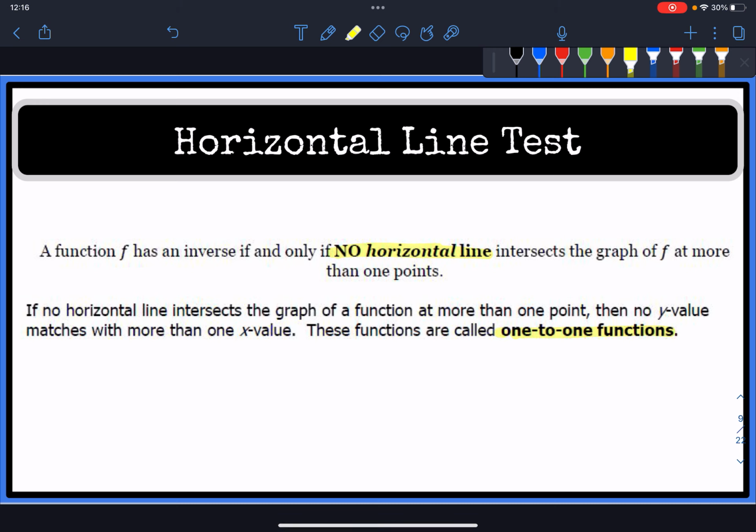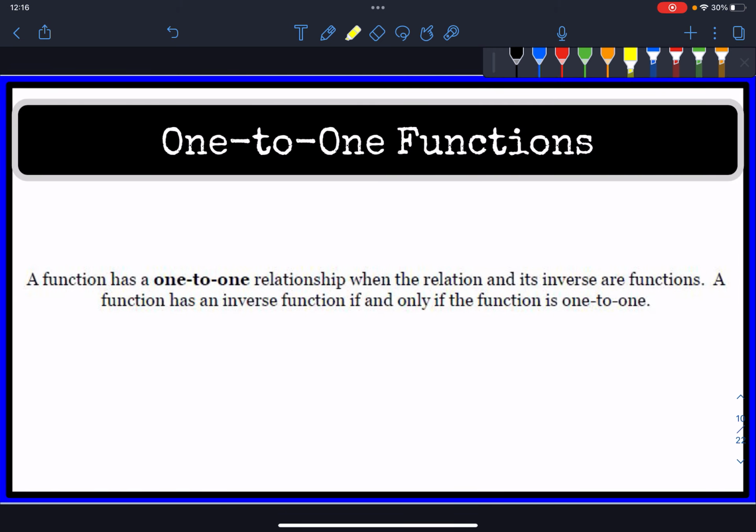And if a function is one-to-one, that means that the function has an inverse. So a one-to-one function relationship and the inverse are going to be functions, and vice versa. A function has an inverse if and only if the function is one-to-one. So this terminology simply means that we have an inverse. If we have a one-to-one function, then we have an inverse, and vice versa. If we have an inverse, then we have a one-to-one function. They mean the exact same thing.